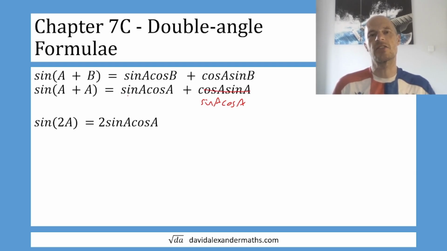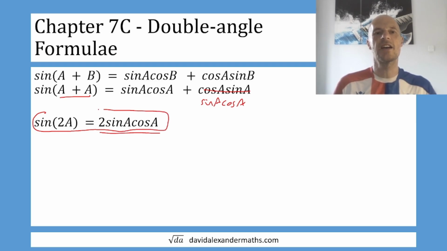So what we've got here is one sine A cos A plus another sine A cos A. So we have two sine A cos A's. So the sine of A plus A, well, that A plus A is 2A. So this is our new formula. The sine of 2A can be written as 2 sine A cos A.